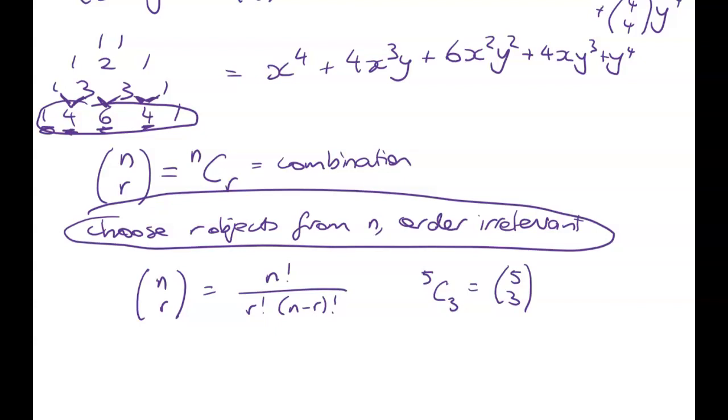Then what we've got here is how many ways to choose 3 things out of 5. So we've got 5 ways to choose the first thing, and then we've got 4 things left, and then we've got 3 things left.